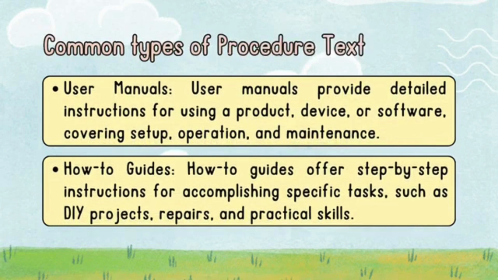User manuals. User manuals provide detailed instructions for using a product, device, or software, covering setup, operation, and maintenance. How-to guides. How-to guides offer step-by-step instructions for accomplishing specific tasks, such as DIY projects, repairs, and practical skills.